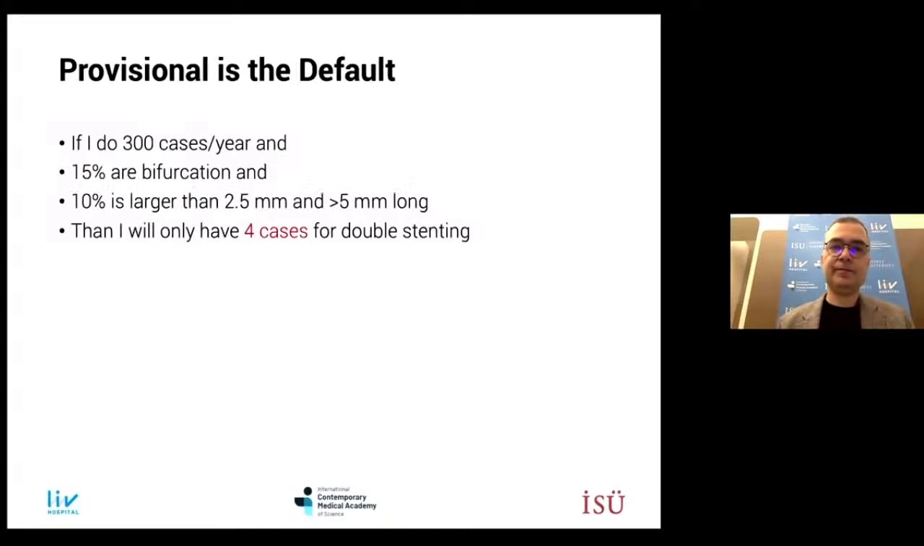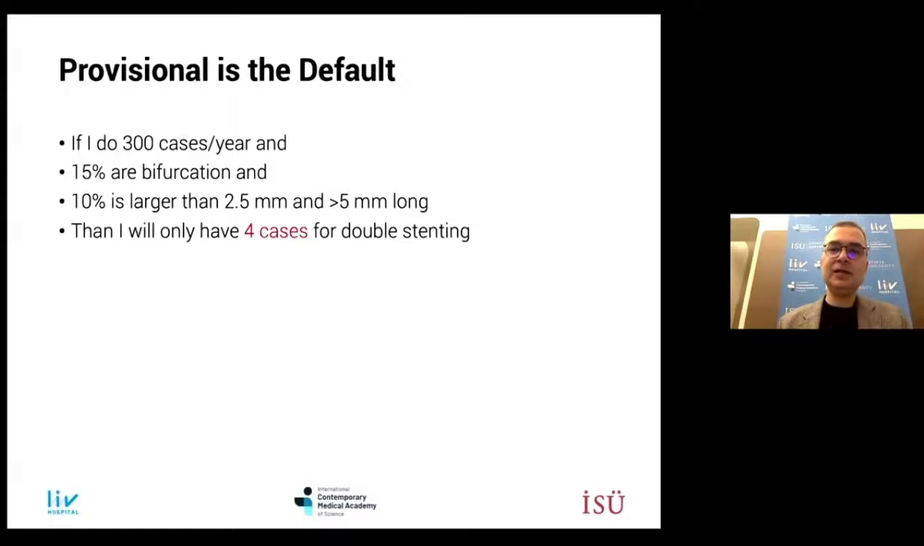So let's discuss the techniques. And of course, my opinion is we should master provisional stenting, which is the default strategy in bifurcation stenting. Of course, we should know the two stent strategies. And in my opinion, you should master at least two different techniques in two stent strategies. You should be aware of all the details. But of course, I have to insist on this default strategy, that it should be the provisional strategy.